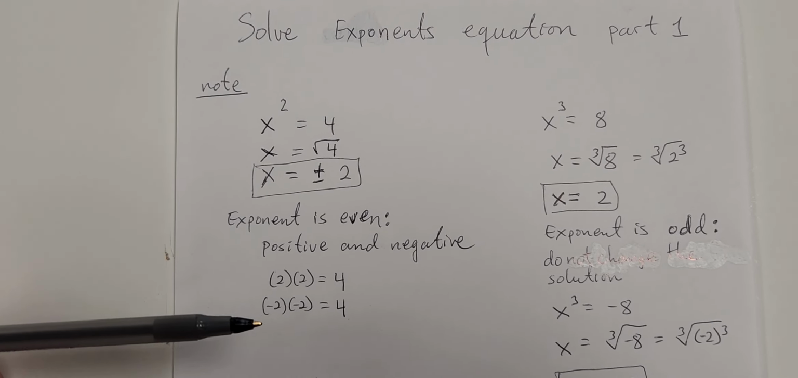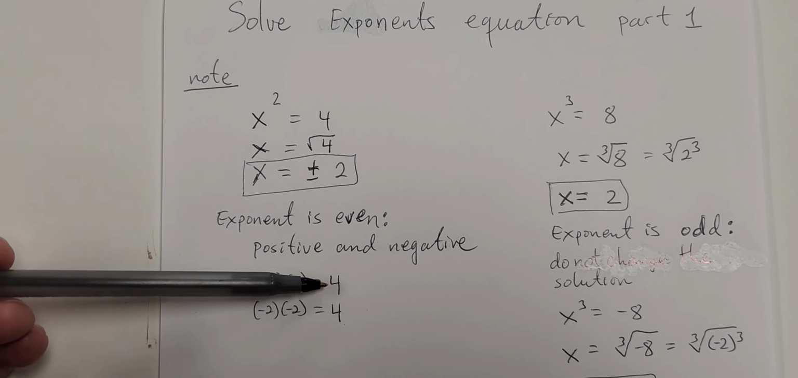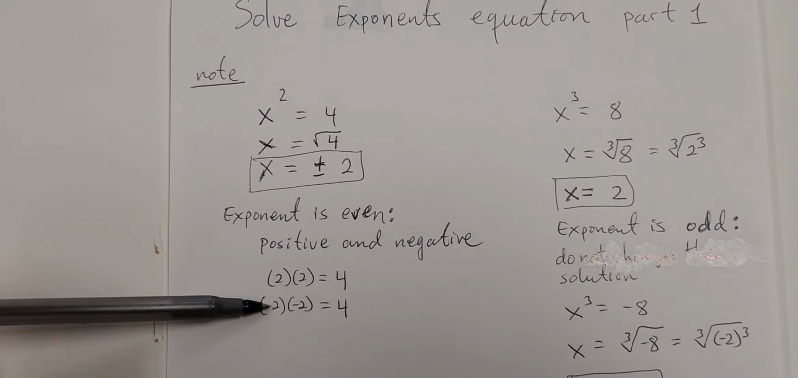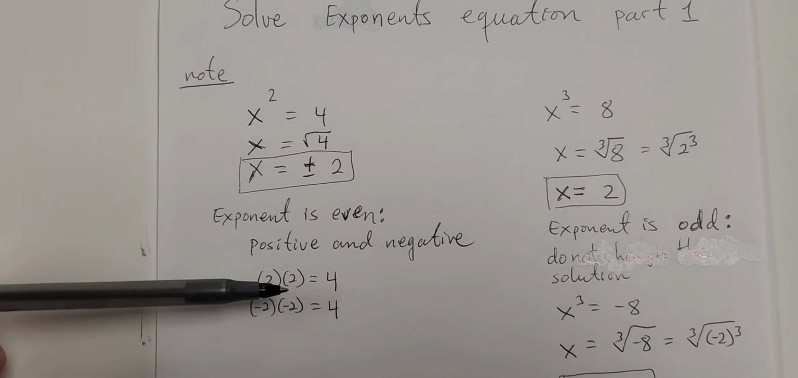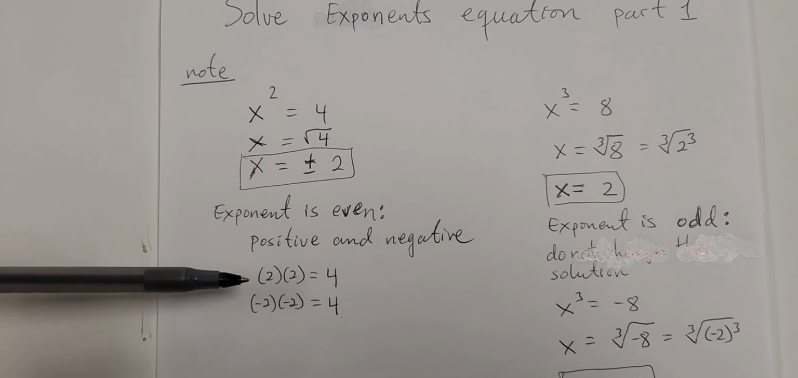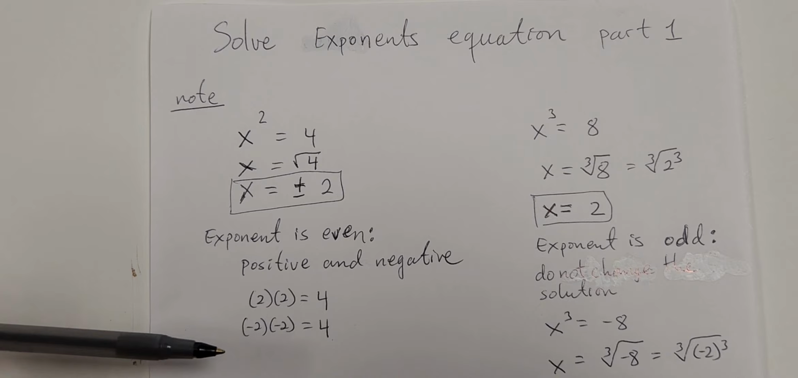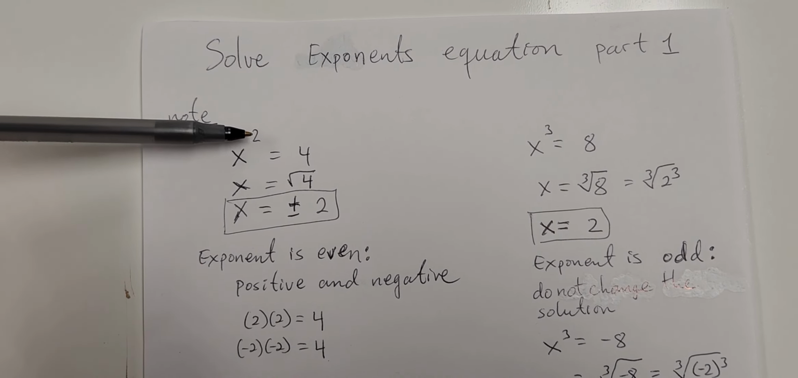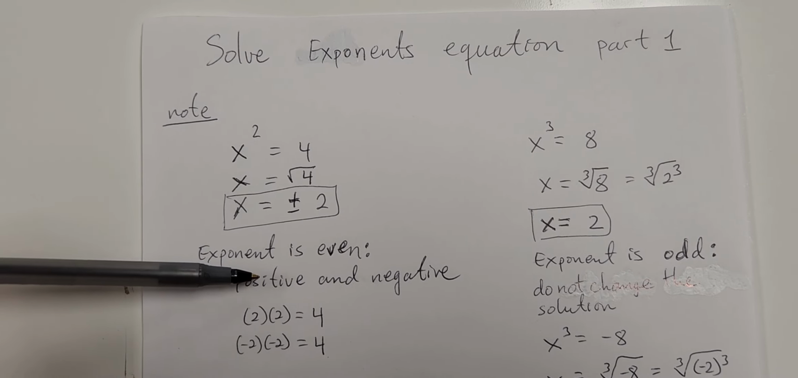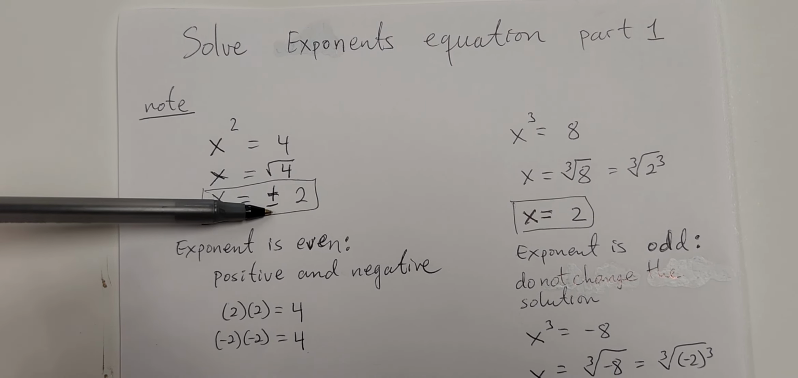Okay, and here's the reason why. Positive 2 times positive 2 will give me positive 4. Negative 2 times negative 2 gives me also positive 4. So that's the reason why we have to consider positive and also negative. Okay, so one more time. When you square root, and if the power is even, make sure you put positive and negative. And this is the symbol for positive and negative.